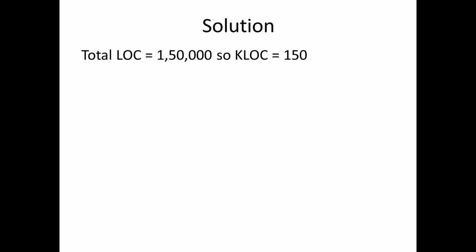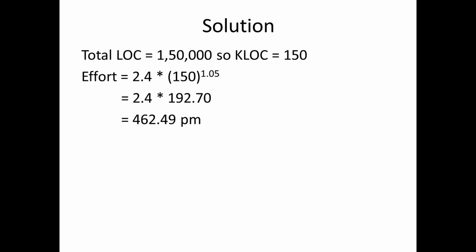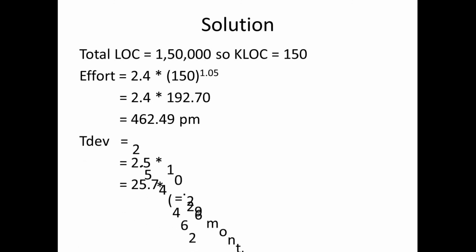First we have to convert LOC to KLOC. 1,50,000 LOC means 150 KLOC. Now we have to calculate the effort. Effort is equal to 2.5 into KLOC to the power 1.05. So KLOC is 150, so 2.4 into 150 to the power 1.05, and the result is 462.49 pm.